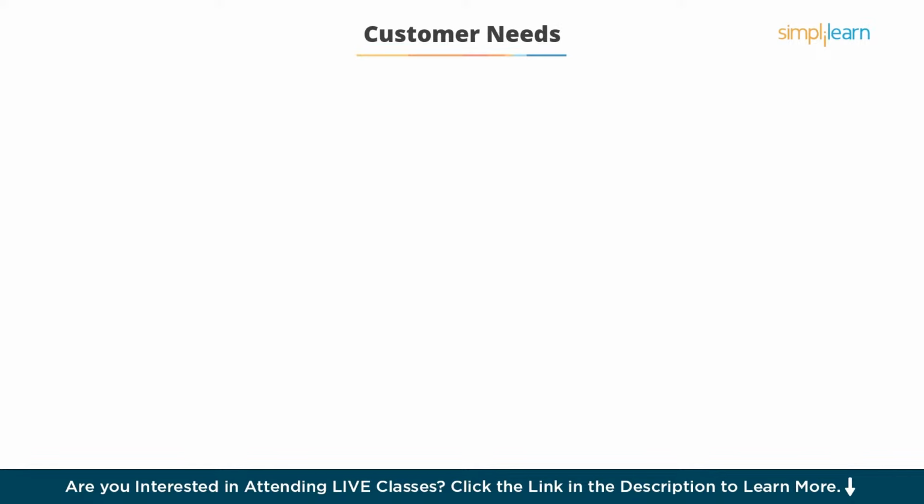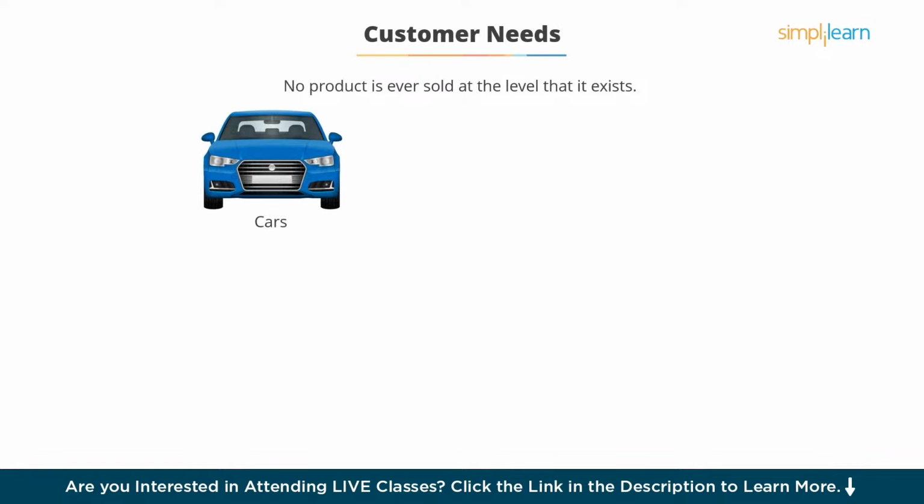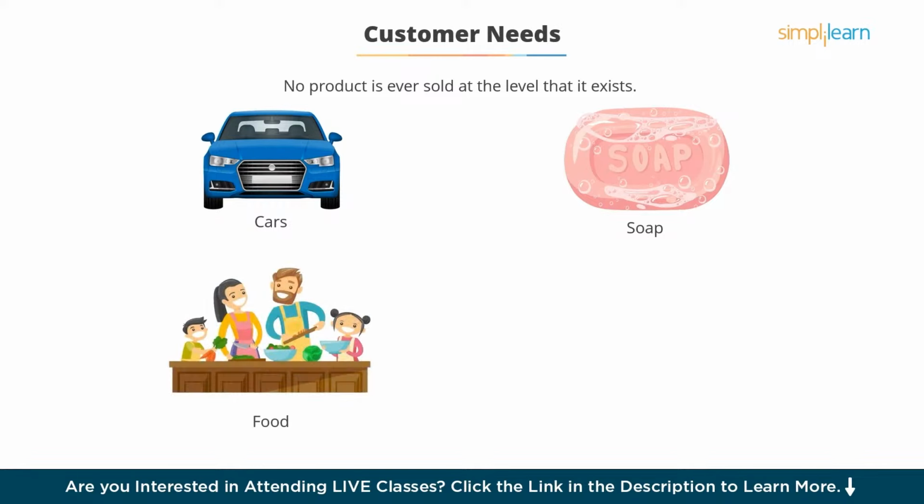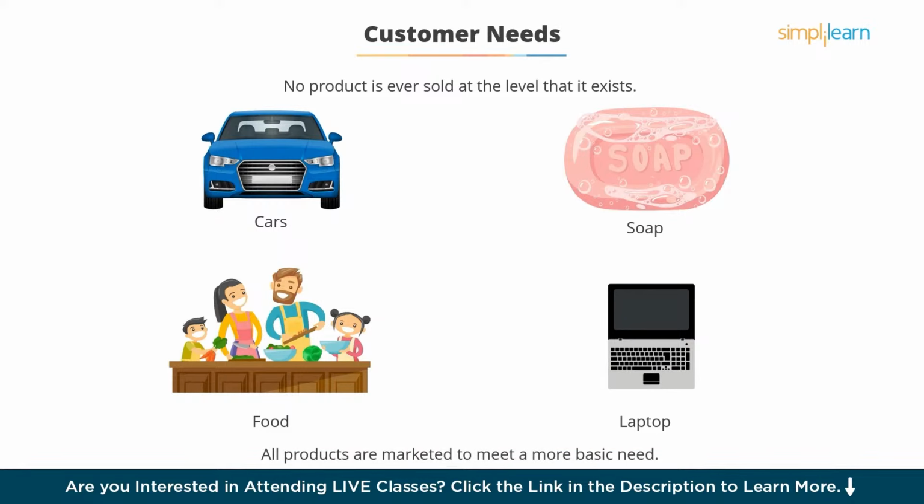Here's the important thing to remember when it comes to marketing. No product is ever sold at the level that it exists. Cars are sold to meet one's self-esteem or identity. Laundry soap is positioned as making your family happy. Food is sold as being a good parent and nurturing your children. Laptops are sold as tools to build an empire. Every product is marketed to meet a more basic need than the one it actually does.